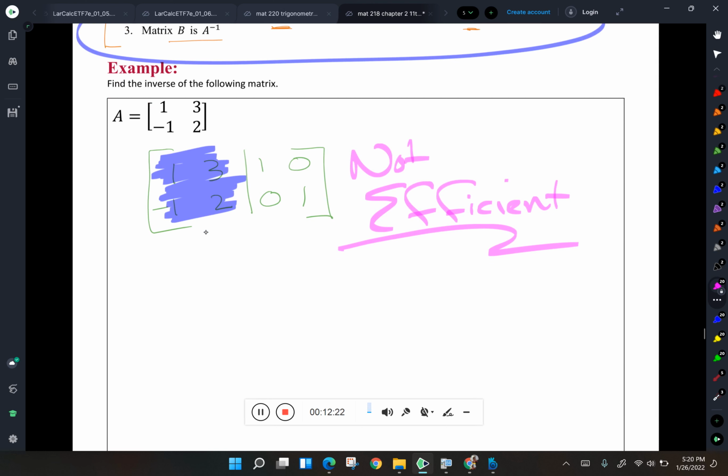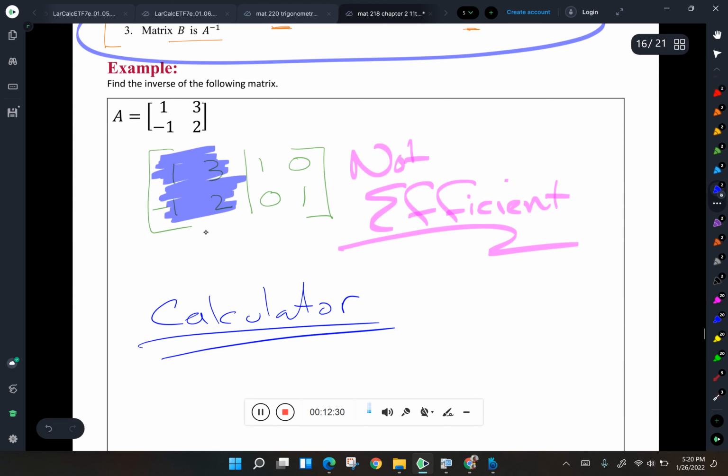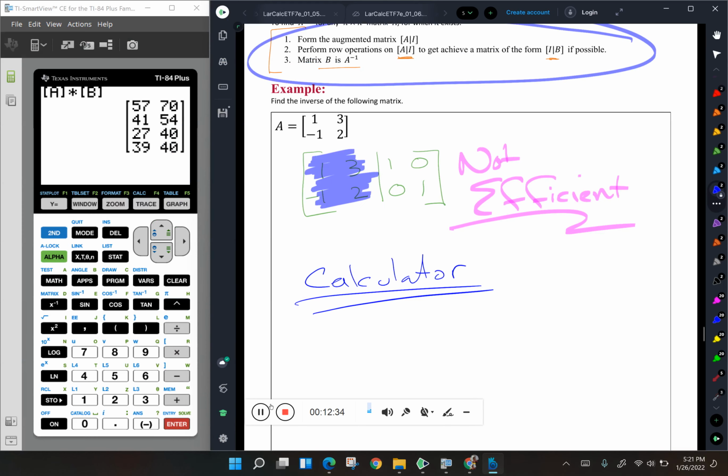I'm going to make the following argument, that I am going to use my calculator to find my inverses of matrices. So I'm going to pause the video and find that calculator. Well, I found my calculator, and I'm going to find the inverse of this matrix using my calculator.